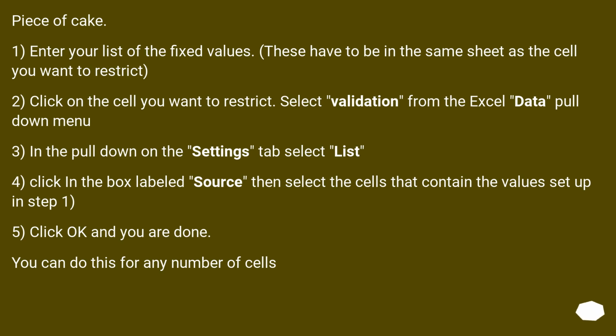3. In the pull-down on the Settings tab, select List. 4. Click in the box labeled Source and select the cells that contain the values set up in Step 1. 5. Click OK and you are done. You can do this for any number of cells.